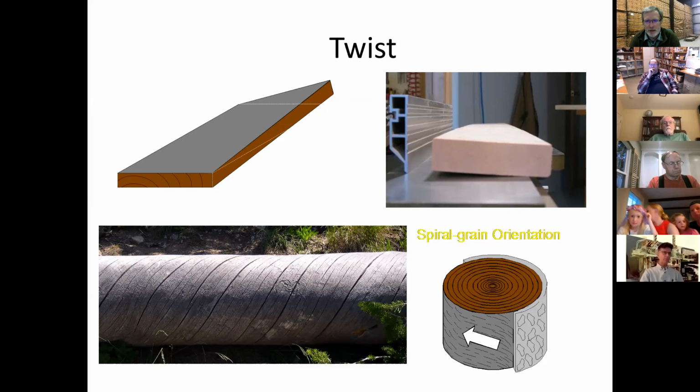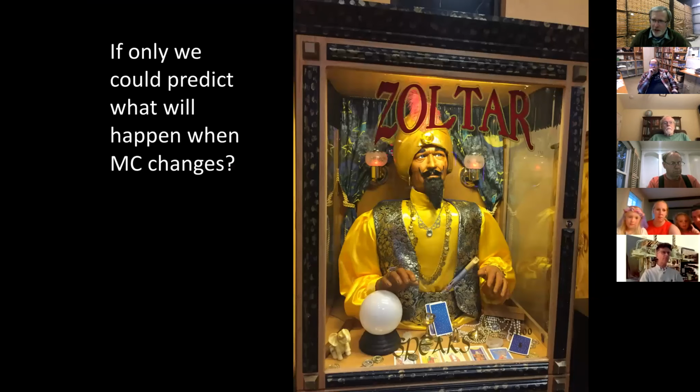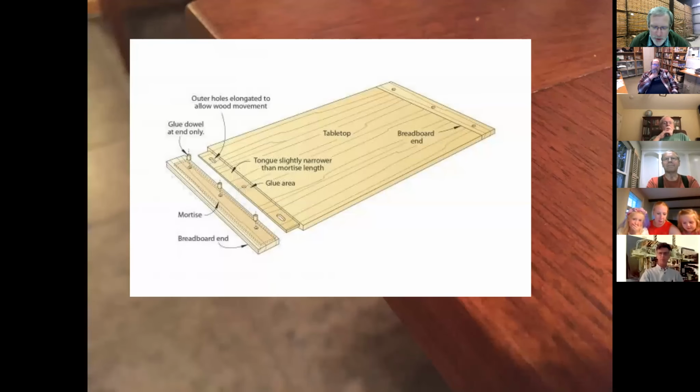Okay, so if we could only predict what wood is going to do when moisture changes, it would be like having Zoltar give us the secret. We could prevent bad things from happening, but guess what? We can do that, right? We can do that knowing just a few things that we've learned tonight.